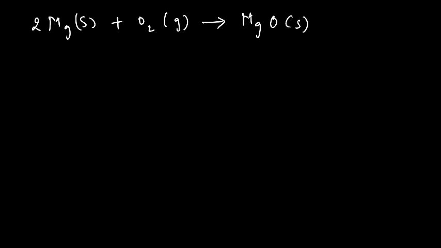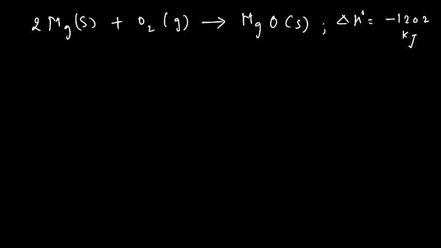In the case of exothermic reactions, let us take an example. Magnesium burns in air and we get magnesium oxide. And here, delta H naught is equal to minus 1202 kilojoule. Here the magnesium is solid, oxygen is gas, whereas the product is solid.